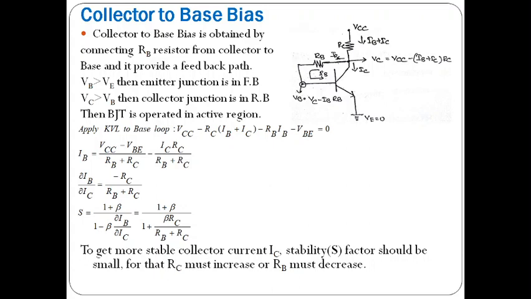Here you can say, if RC is increased, then what happens? If RC is increased or RB is decreased, then the stability factor reduces and IC becomes more stable. To get a more stable collector current, the stability factor should be small. We know this one. To get a small stability factor value, RC must increase and RB must decrease. In this equation only we can say.